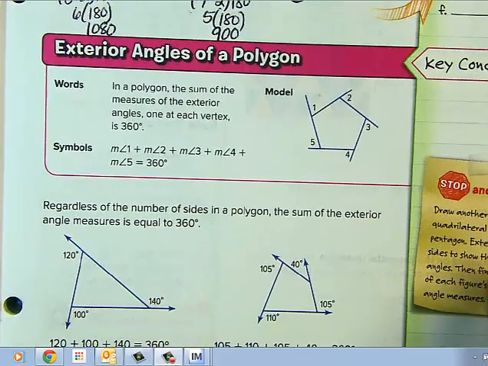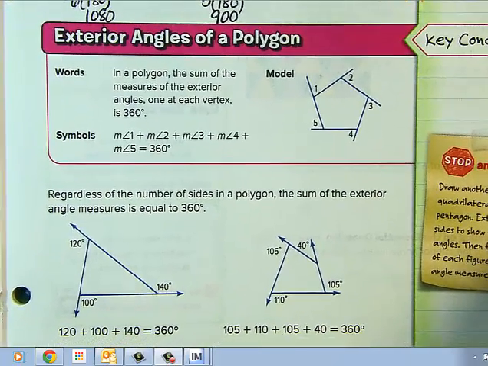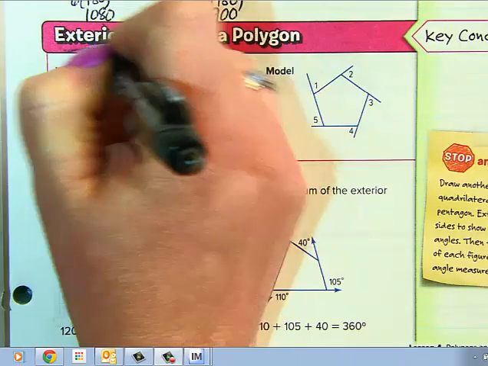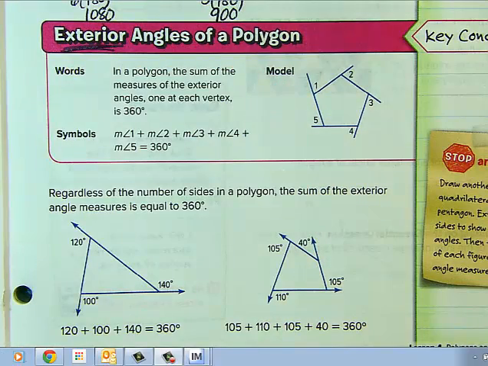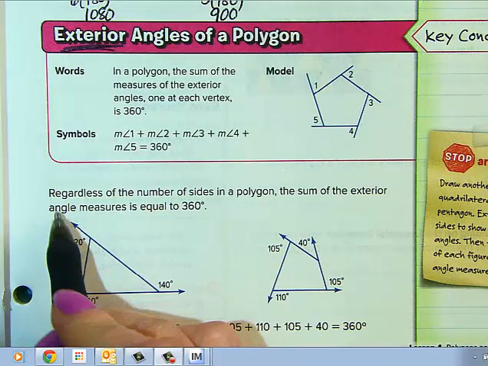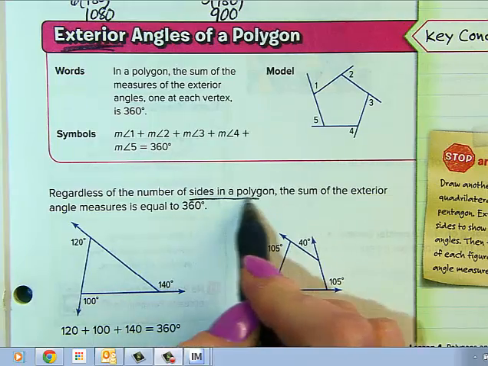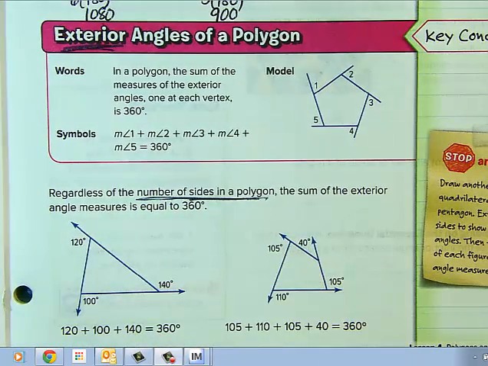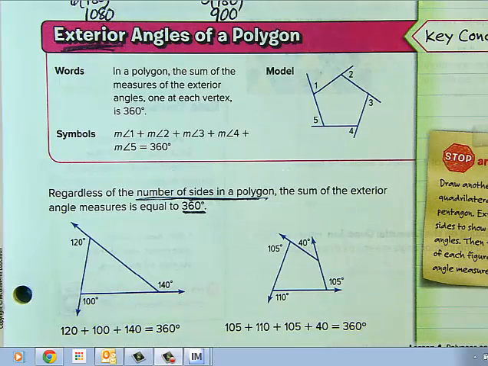Okay, hopefully you had an opportunity to do letter F. Now we're going to go on to exterior angles. We've talked about interior angles. Now we're going to talk about exterior angles. It says regardless of the number of sides, so the number of sides do not matter. Exterior angles always add up to 360. It could be a 42-sided figure. The outside angles are still going to equal 360, excuse me.